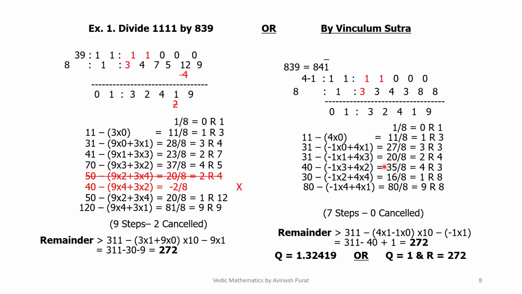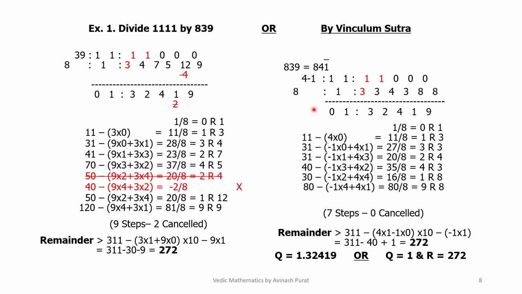Now 40 is the next dividend. 40 minus 1 into 3 plus 4 into 2 equal to 8 minus 3 is 5. So 40 minus 5 is 35, divided by 8 equal to 4. Remainder is 3. So next 4 and 3.